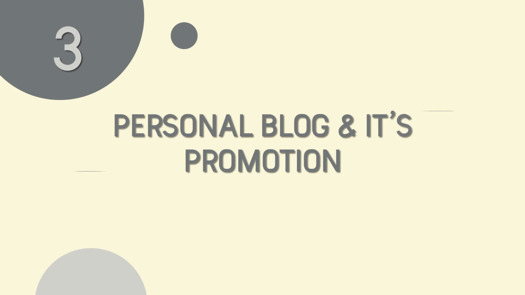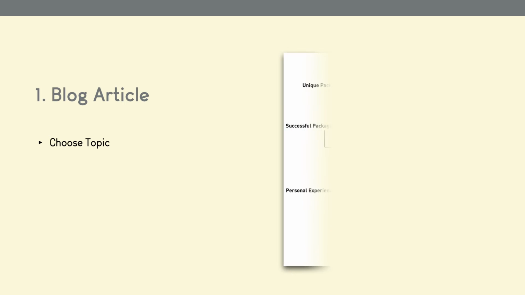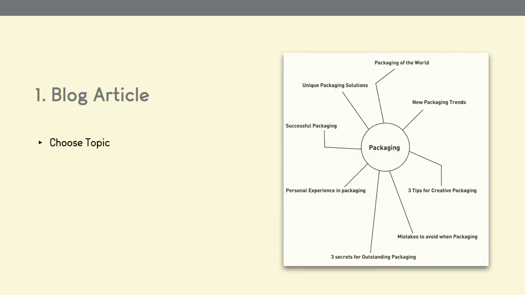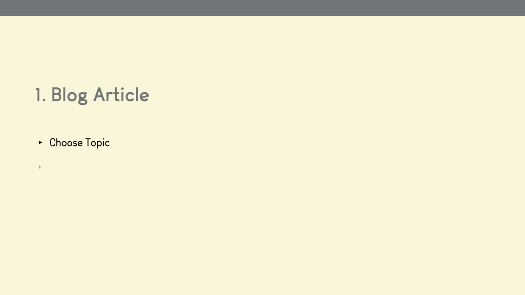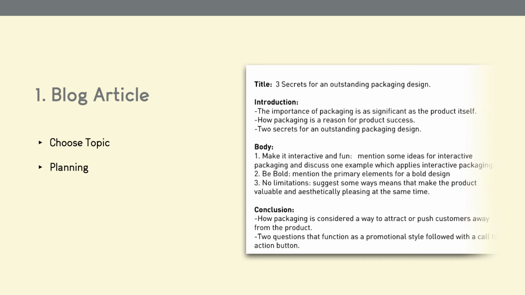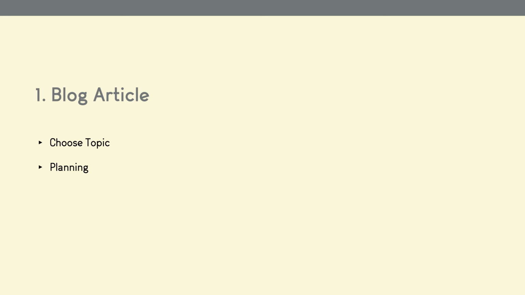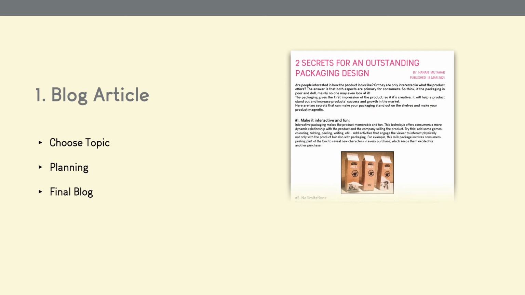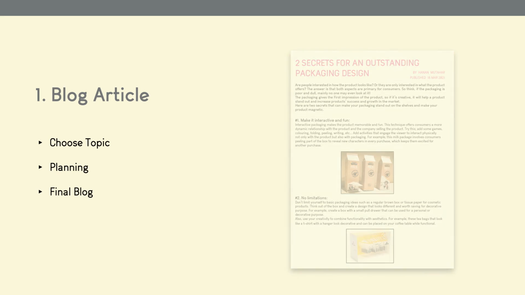Question 3. Personal blog and its promotion. The first task was to create a blog article. To create my article, I started to brainstorm different titles, which are all related to one topic. Then comes my planning, which includes textual contents for introduction, body, and conclusion. Finally, after planning comes my final blog structure, which also includes images.